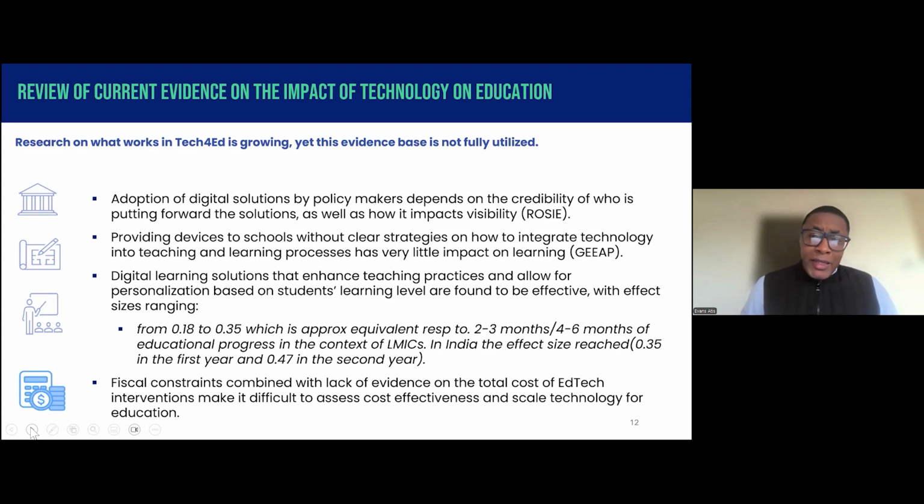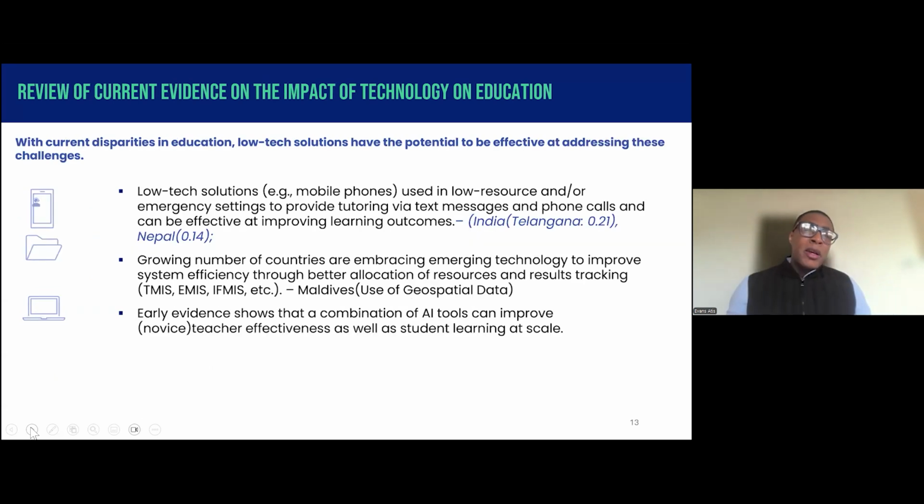Again, we know that these interventions cost money, and we still have no great evidence about the total cost of these interventions to ensure that they are cost effective and to ensure that technology is implemented at scale. The other point is the good news: because we are working in countries where there are a lot of disparities, low-tech solutions have been proven to be working.